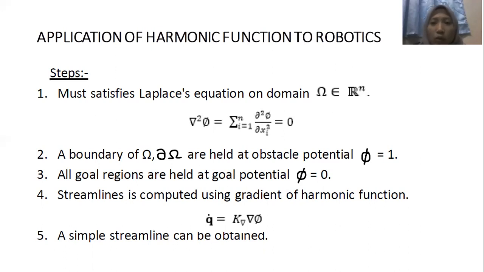After that, all goal regions are held at goal potential, where our harmonic function will be equal to 0. Then the streamline, which is the path, is computed using the gradient of the harmonic function, which acts as a velocity or displacement for the effector. By using this formula, the current state in configuration space equals velocity gain times streamline. Through this step, a simple streamline for the robot path can be obtained, and this can be applied for simple robot path planning. Okay, so I will pass to Afika.